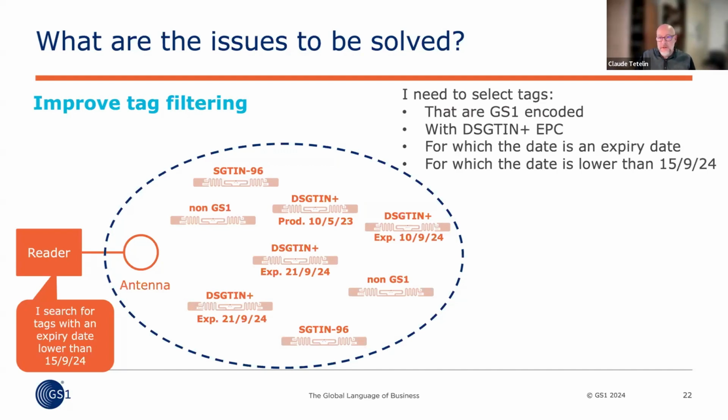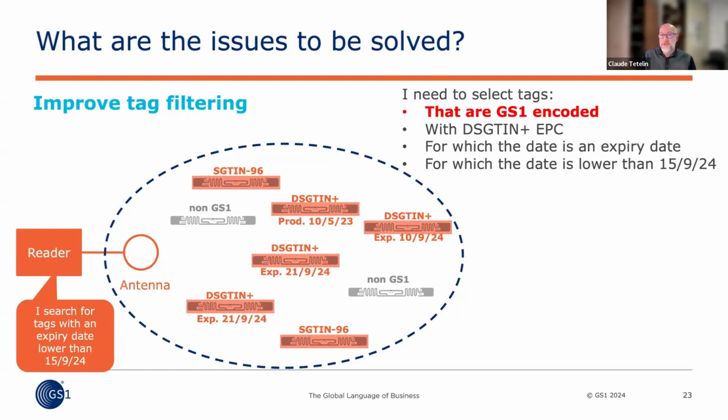So let's see how it works. The first thing to do using the query X command is to say, using the predefined criteria, I want to only inventory GS1 encoded tags. All the others, those that do not carry an EPC, will not be inventoried. Then within the same query X command, you will say, oh, by the way, I want the GS1 tag to carry a DSGTIN+ EPC scheme. So you will remove from the inventory all the other GS1 tags, like for example, the SGTIN-96. This one will not be inventoried.